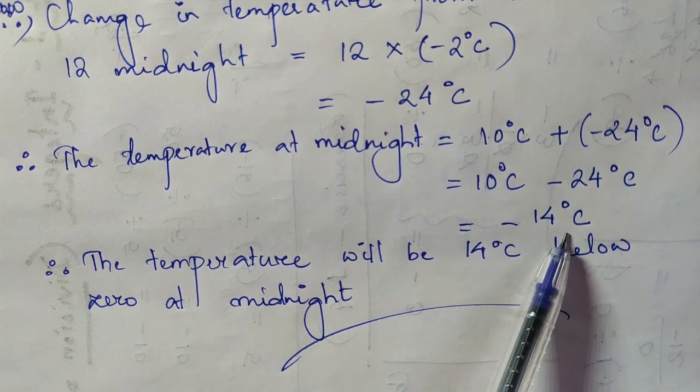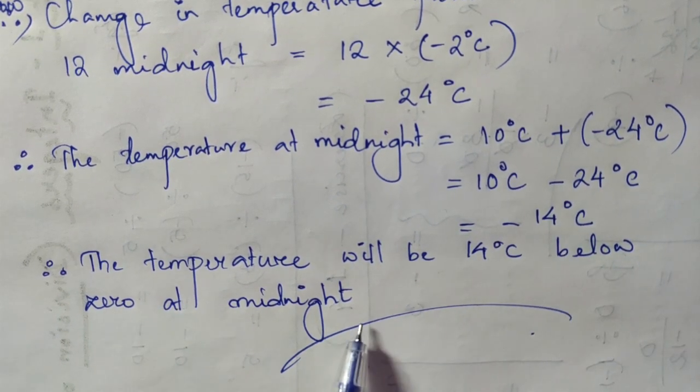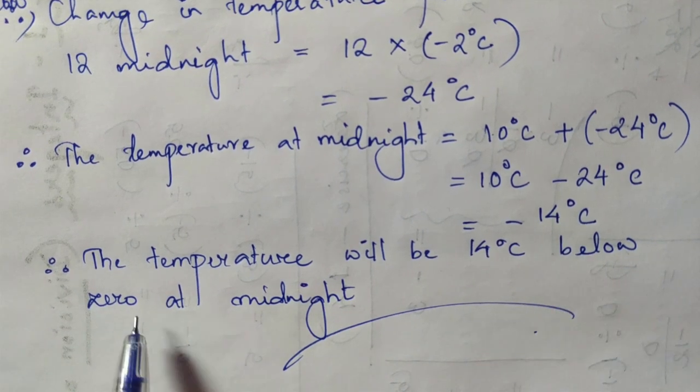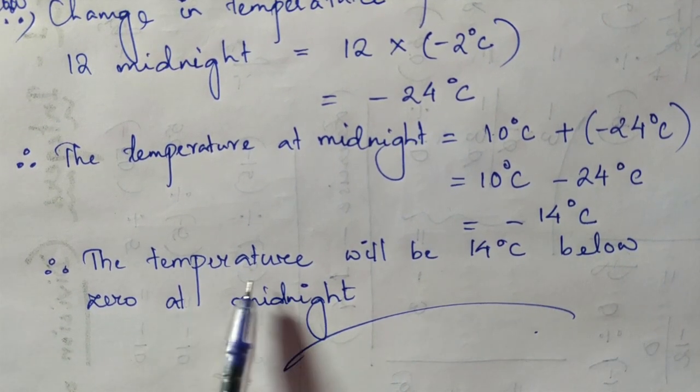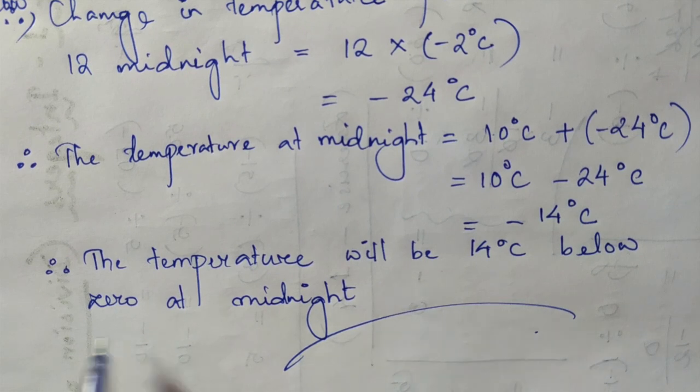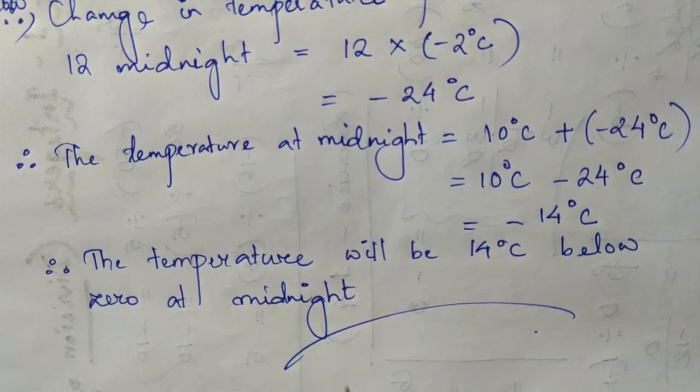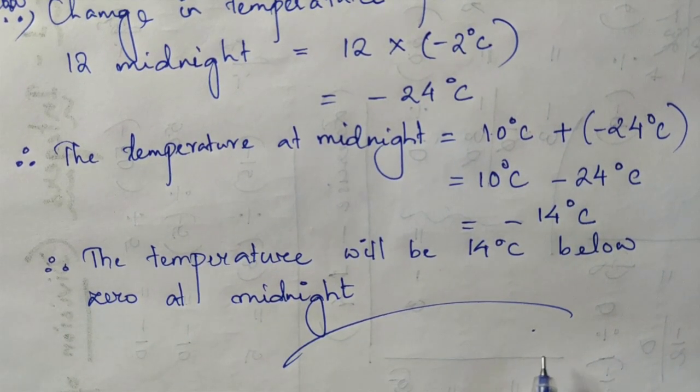If you write minus 14 degrees Celsius, you will not write below 0. When it is below 0, it always means minus, so we are writing below 0 at midnight. So that is question number 5.